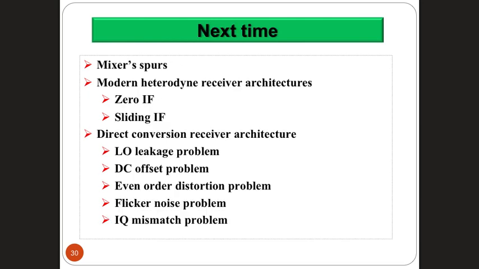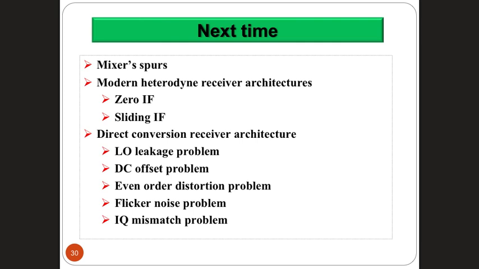What will we do next time? We'll look at mixers and the problems that they create. I told you that they are noisy elements of your transceiver. So we'll look quickly at one famous problem of mixers called the mixer spurs. And then we'll look at some modern heterodyne receiver architectures that solve some of the existing practical issues, particularly the zero IF and the sliding IF architectures, which are modifications or updates to the heterodyne receiver architecture.